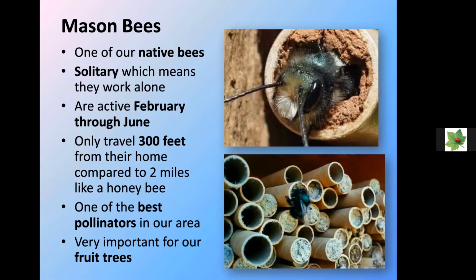They don't travel as far as honeybees, so it is important to have food sources for them in multiple different areas. And they're very, very important for our fruit trees because of how early they bloom and the weather that we end up having. So oftentimes we put those honeybees out, but really making sure we have food sources in February to be able to get these guys out and helping them with pollinating our apple trees and our cherry trees is very, very important.